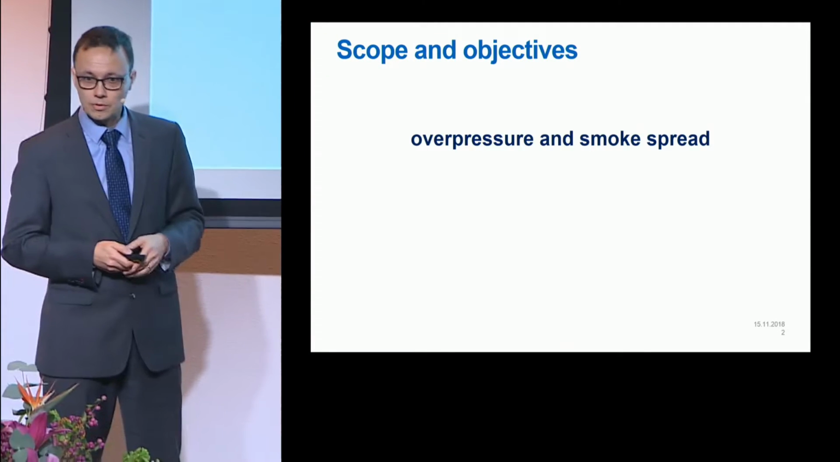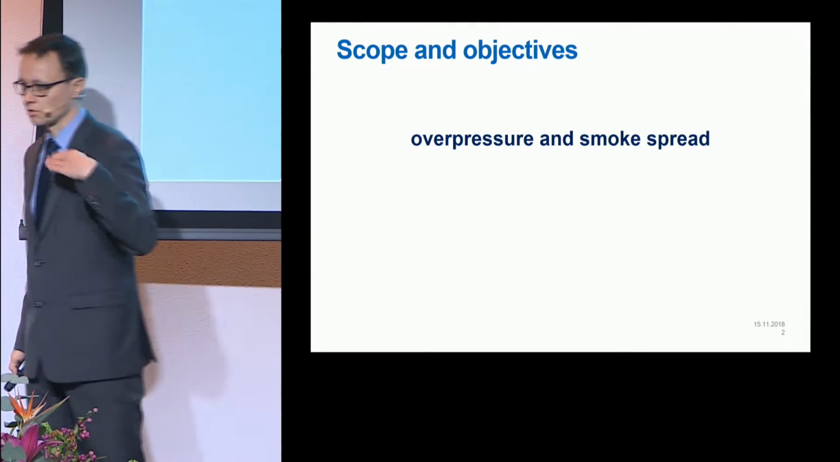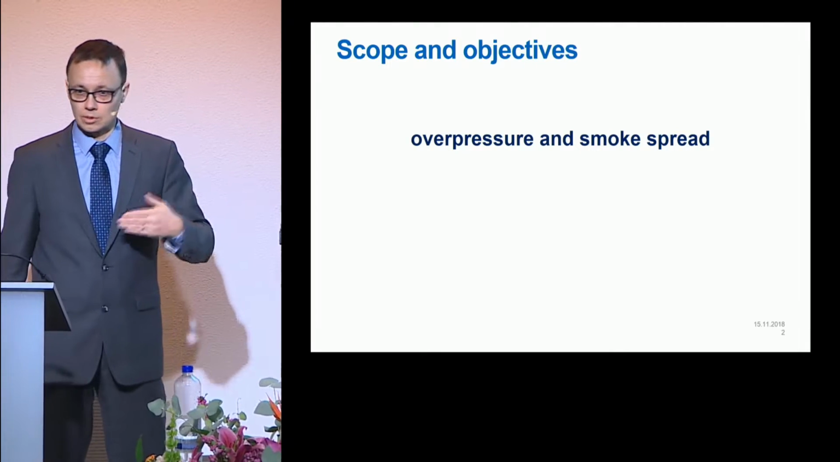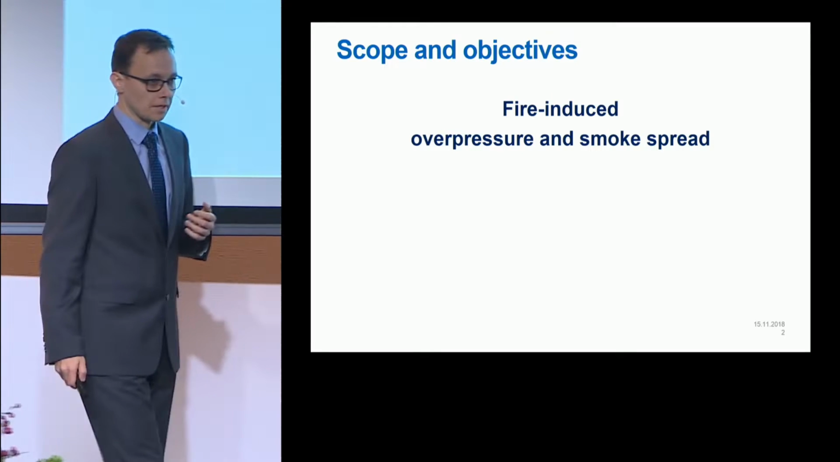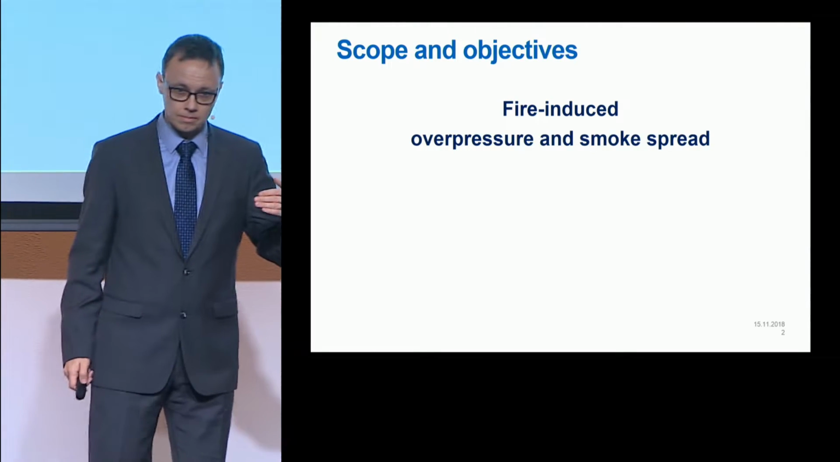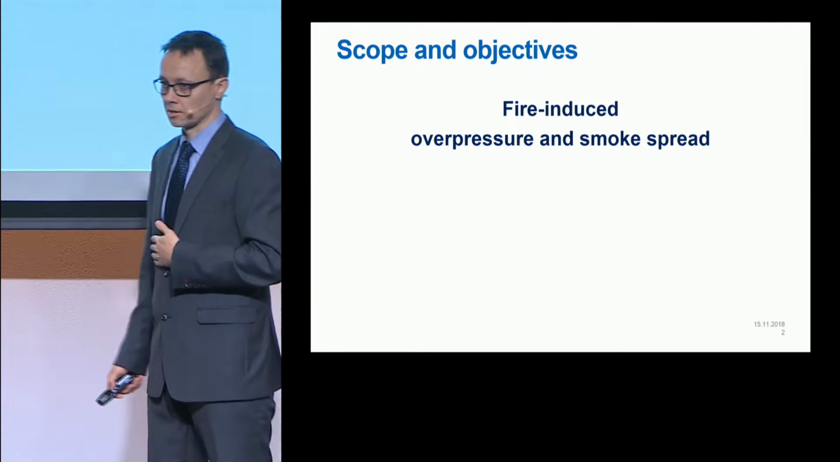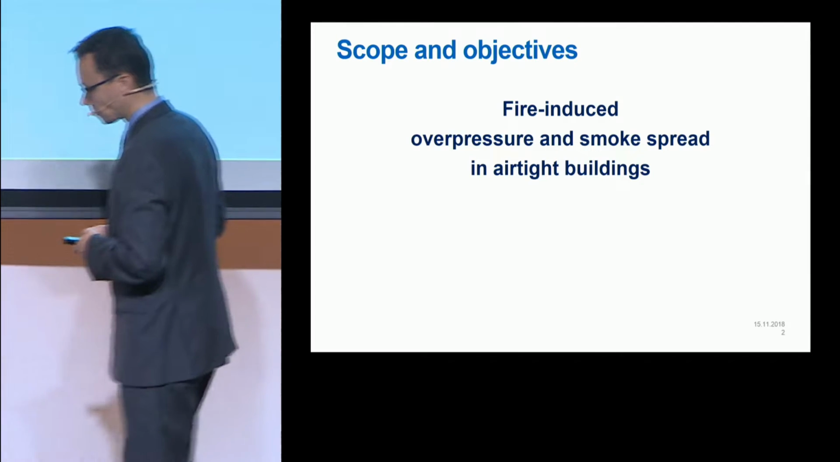So we focus on overpressure and what are the consequences of overpressure, and smoke spread, which is one of the consequences that are caused by fire. So it's something that is a result from fire taking place in airtight buildings.